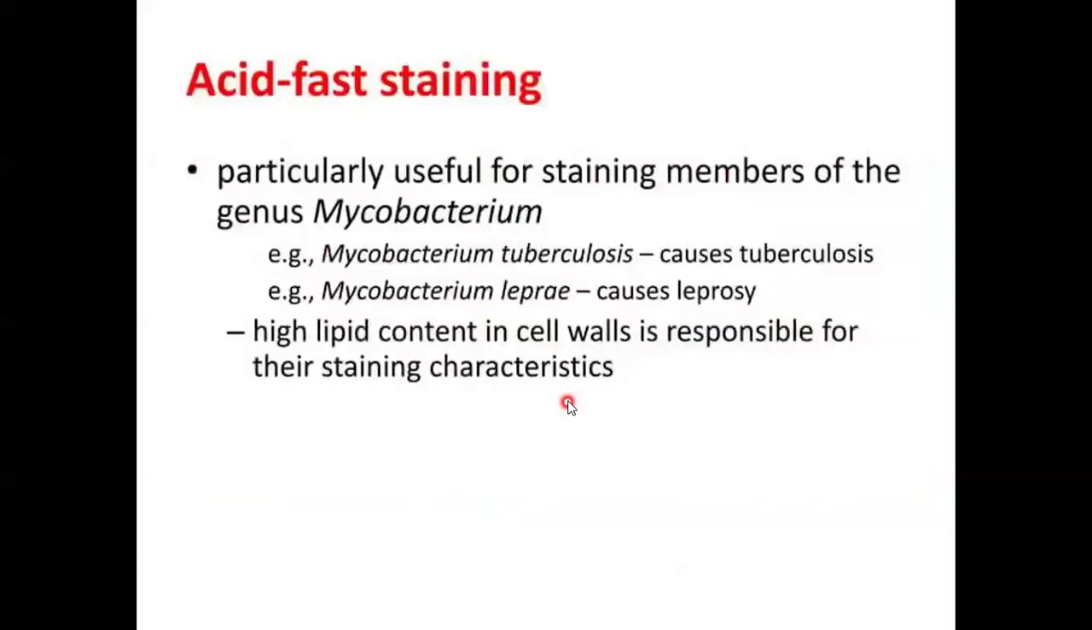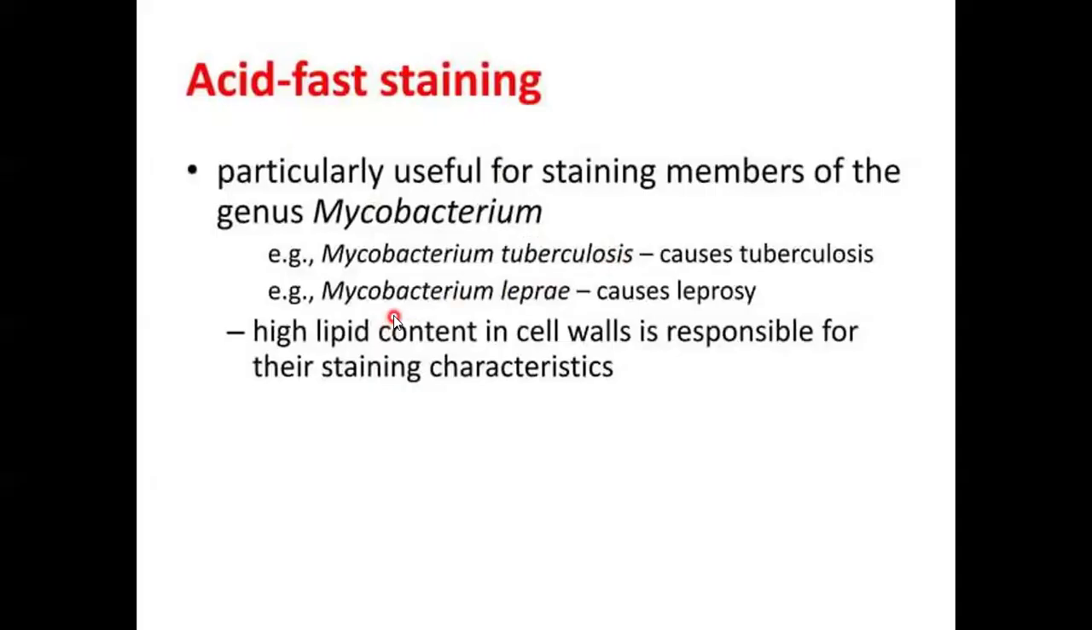Okay, we go to acid-fast staining. This is also a high-yield type of staining. It is used in members of the genus Mycobacterium. So Mycobacterium tuberculosis and Mycobacterium leprae. This one causes TB, leprae causes leprosy. Leprosy is not that common these days. I've never seen anyone with leprosy, but we still learn it. But they're in the same genus.